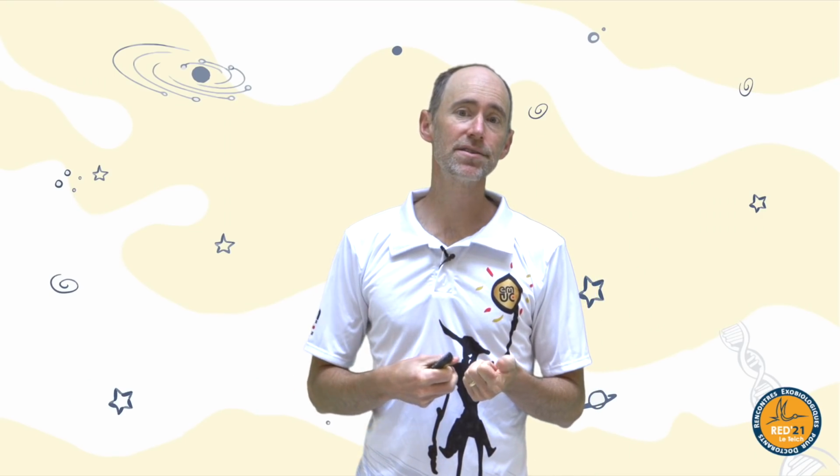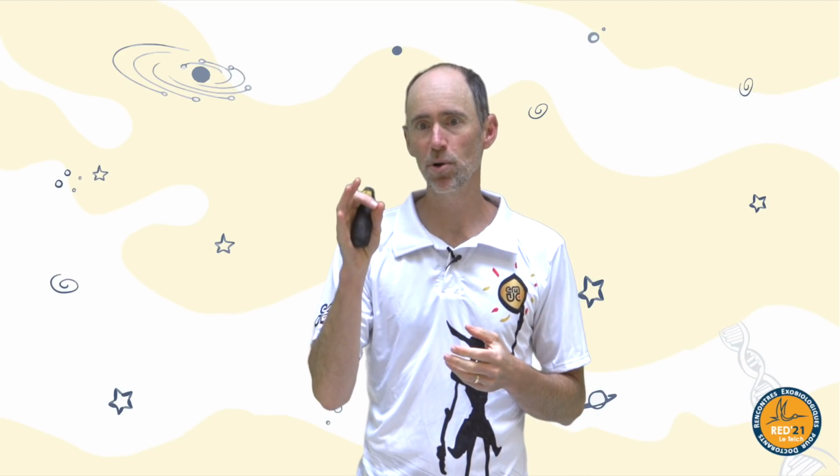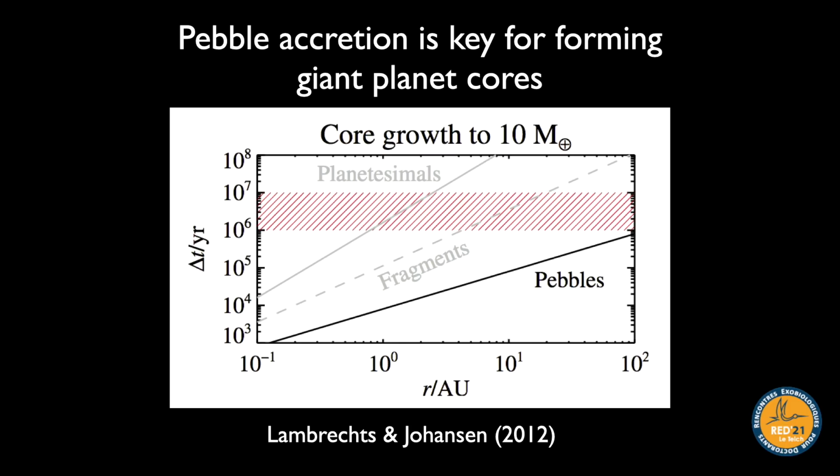Where this matters is especially for the giant planets. We think this is a key process for how the cores of the giant planets form, and we'll talk more about the details of that later. But what you can see is this plot showing how long it takes, with some simple assumptions, for a large core, something like the 10 or so Earth mass core of Jupiter, to form as a function of the distance from the sun.